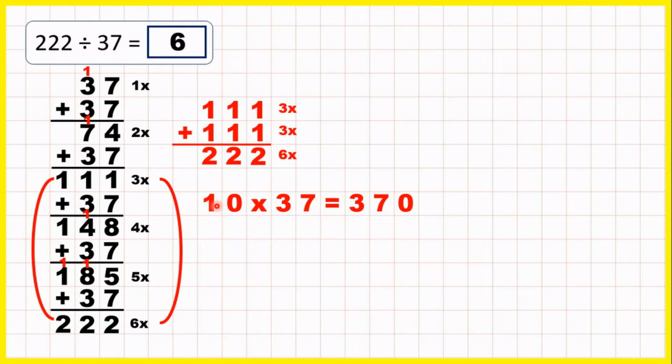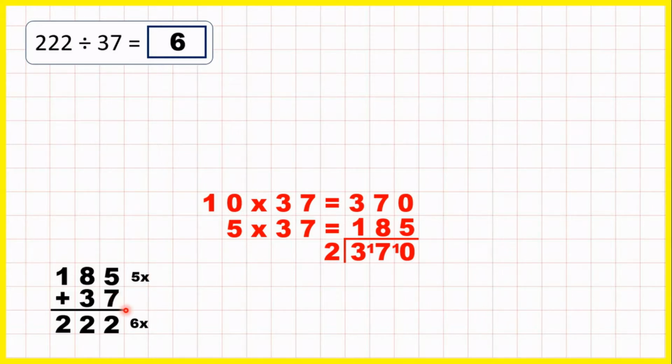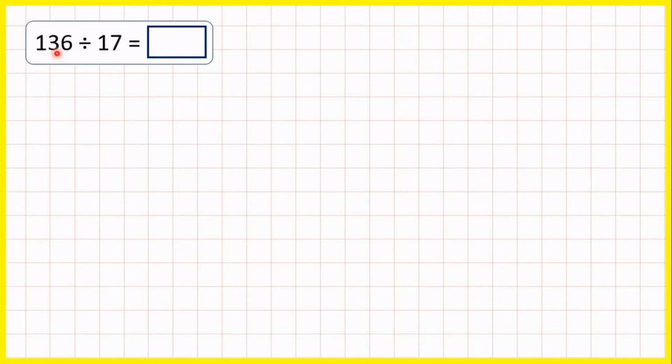Or we could have worked it out a different way. With 37, we know that 10 times 37 would be 370, because when you multiply a whole number by 10, you can just put a 0 on the end. But then, if we know that 10 times is 370, we can work out 5 times by finding half of 370, or dividing it by 2. That would give us 185 for 5 times, and then we'd only need to add another 37 to get to 6 times, so we'd know our answer. Now 136 divided by 17.